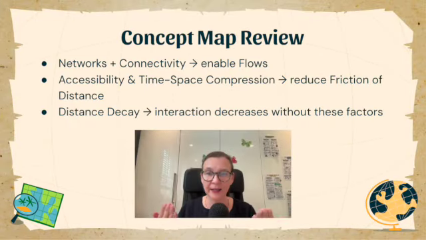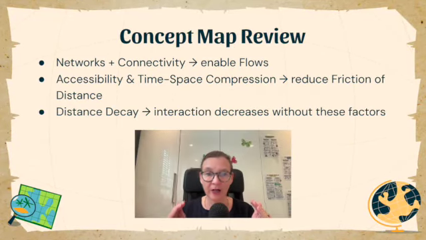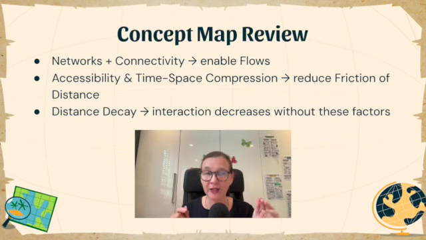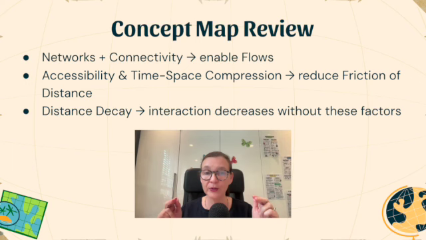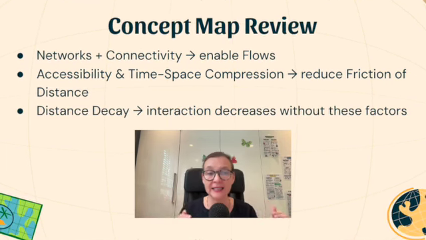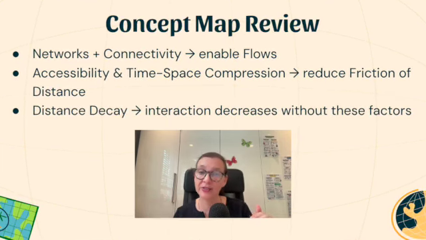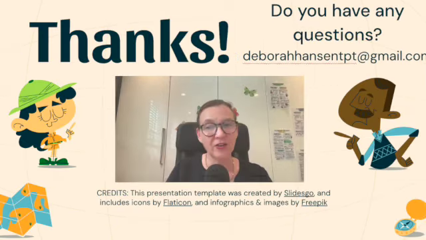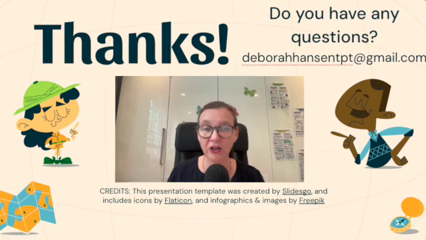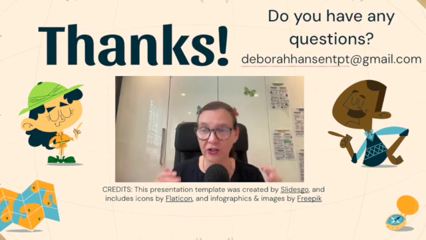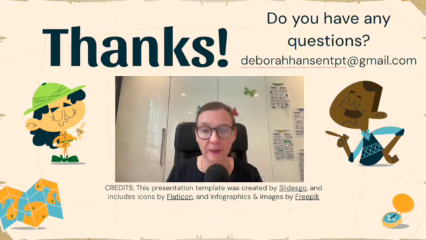Okay, so let's just kind of sum that all up and make some connections ourselves. Networks plus connectivity enables flows. Accessibility and time-space compression enables reduced friction of distance. Distance decay leads to interaction decreases without these factors. So that's all the essential knowledge that will answer the CED question, define major geographic concepts that illustrate spatial relationships. So that is 1.4 spatial concepts.